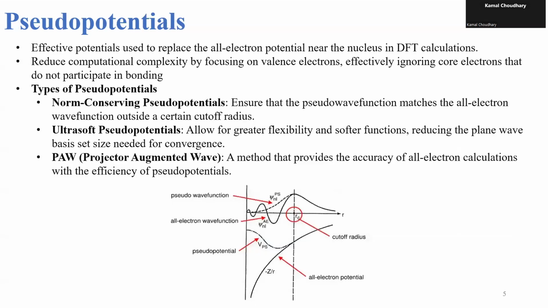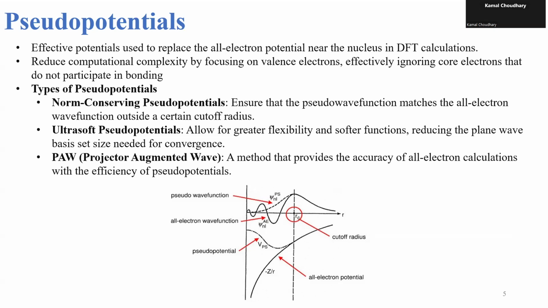Another assumption that is important for solving the Kohn-Sham equation is the pseudopotential. Pseudopotentials are effective potentials used to replace the all-electron potential near the nucleus. They are very useful for reducing computational complexity by focusing on valence electrons only and effectively ignoring the core electrons, because valence electrons are the ones which participate in a chemical reaction or in a deformation phenomenon and so on.